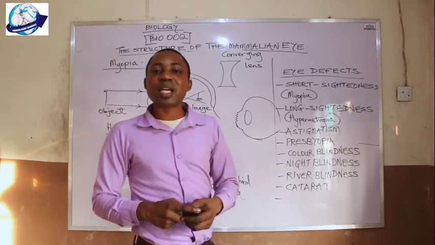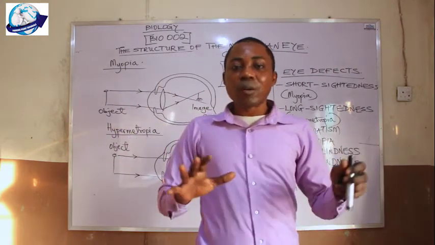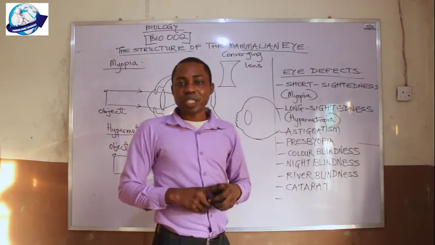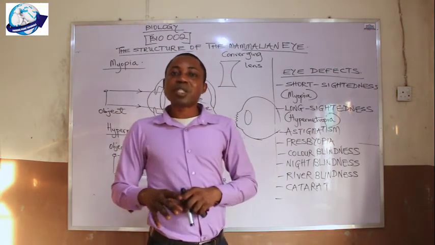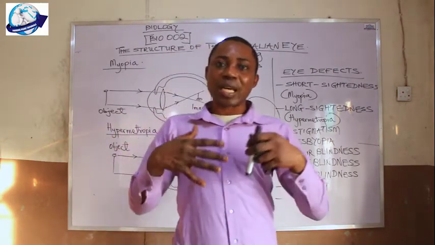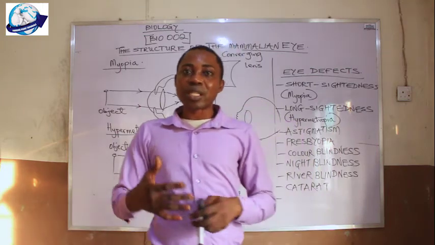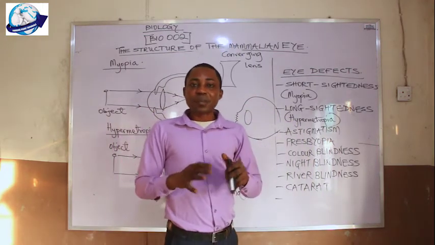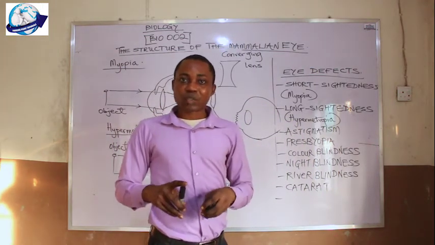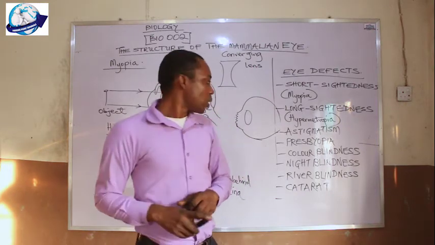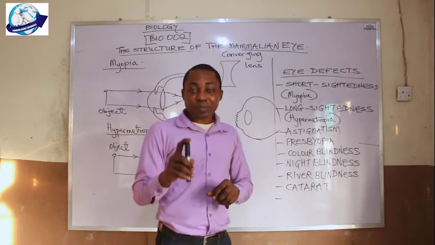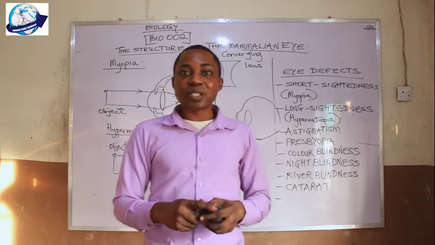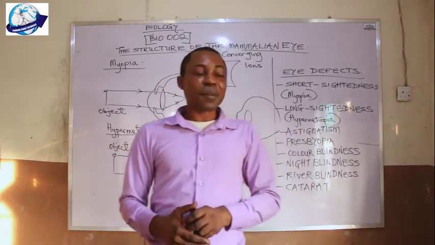The other one again is night blindness. Night blindness is an eye defect in which a person is not able to see objects clearly in dark places or in dim areas. This is because the person either has it by inheritance or lacks vitamin A. If it is caused by lack of vitamin A, the person needs to take food that is rich in vitamin A.